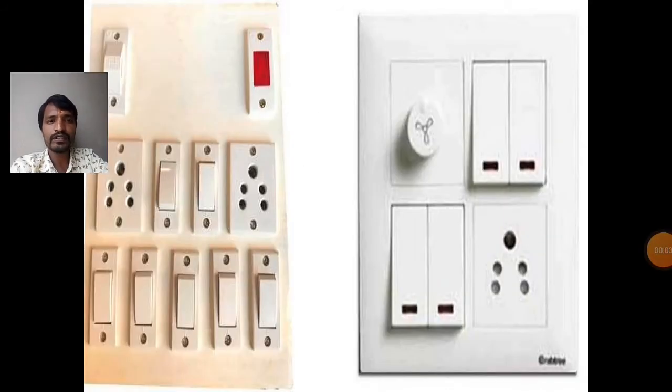Here are two different types of subcircuit models. One is screw type and the other is pressing type. We can see the 3-pin sockets, switches, an indicator and a fuse. The fuse is used to cut out the supply when the subcircuit draws more current. In the second subcircuit model we can observe a 3-pin socket, switches, and also a fan regulator.